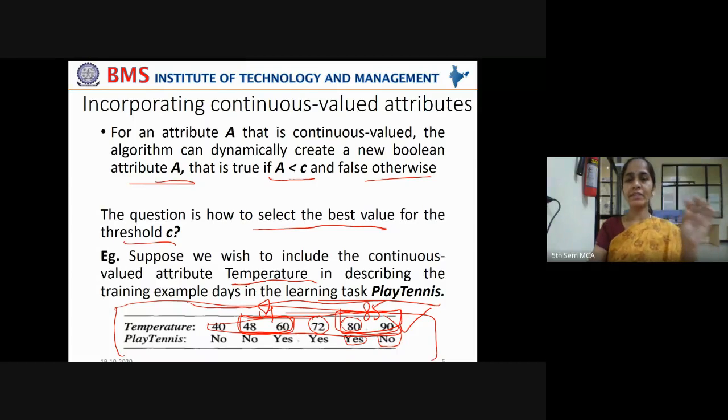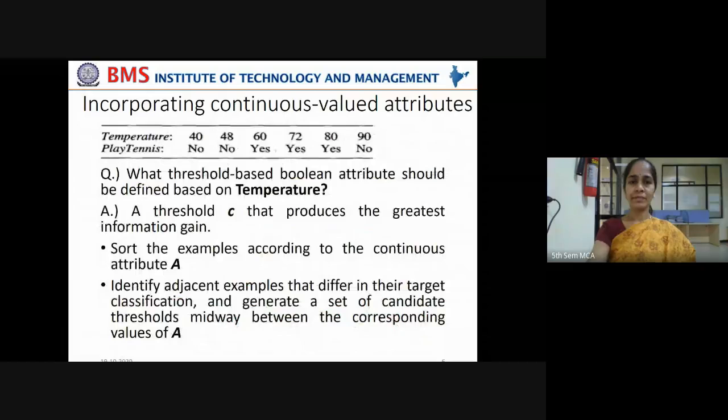Now which threshold is giving good information gain, 54 or 85? Take that as your threshold. Very simple, right? Again, let me explain once again here with the help of this slide. What threshold based Boolean attribute should be defined based on temperature? A threshold C, 54 or 85.